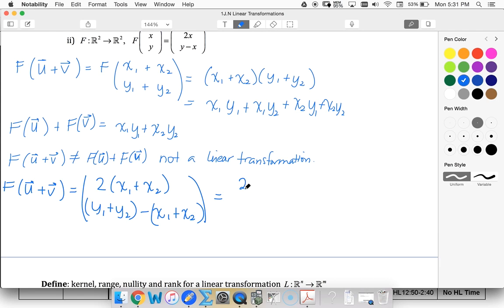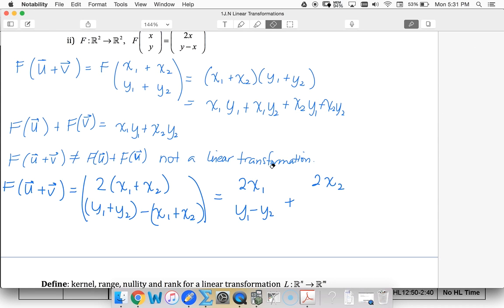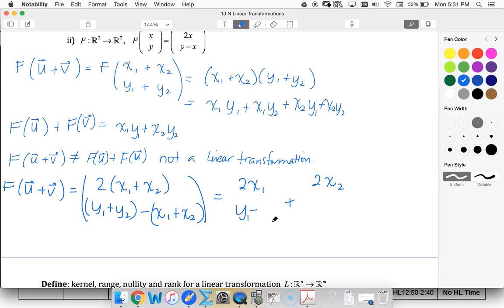I could expand this to be 2x1 plus 2x2. This one I could separate out to be y1 minus x1 plus y2 minus x2. And notice if I separate my vector addition, that's the same as f of u plus f of v. So that one holds.